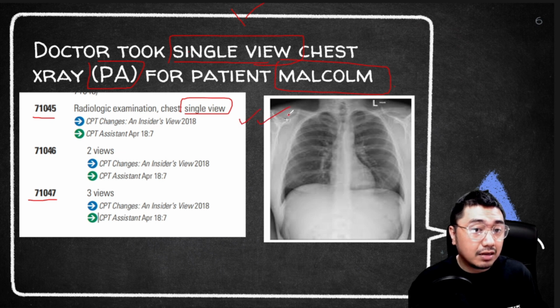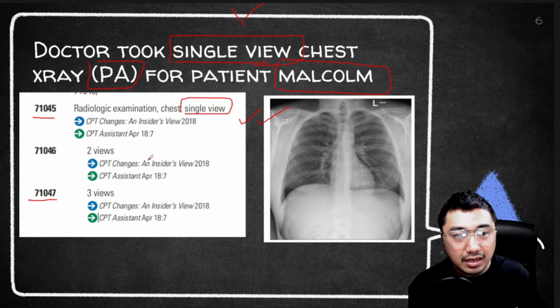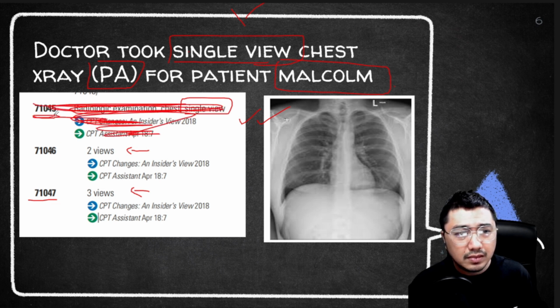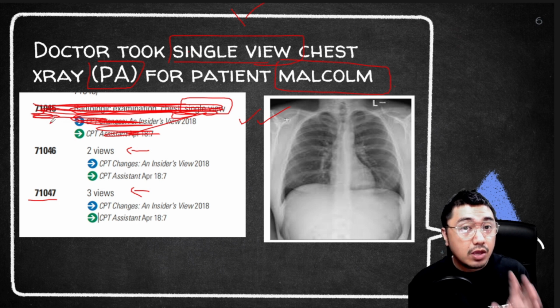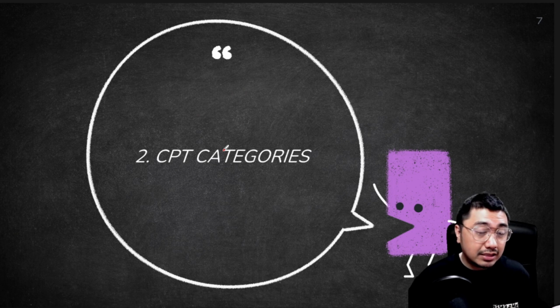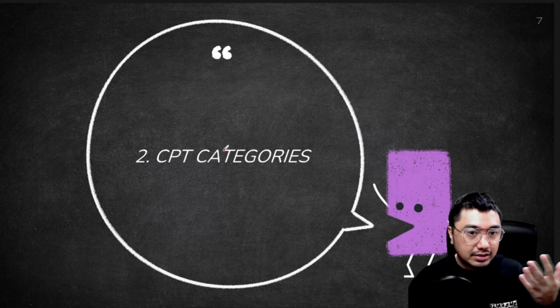Easy as it looks, but there's going to be some guidelines we'll be discussing further. As you can see, I have your 2 views here and 3 views here, but if you will be reading 71046 and 71047 alone, without 71045, it lacks something. It's just two views mentioned here without your 71045. We will be discussing those later. But before that, let's discuss the other basics like your CPT categories.